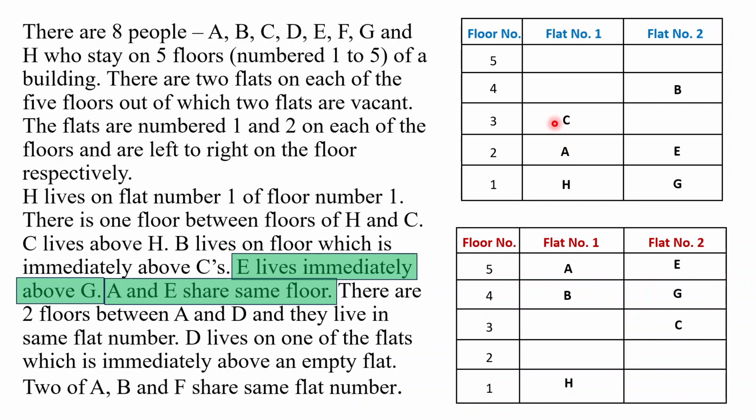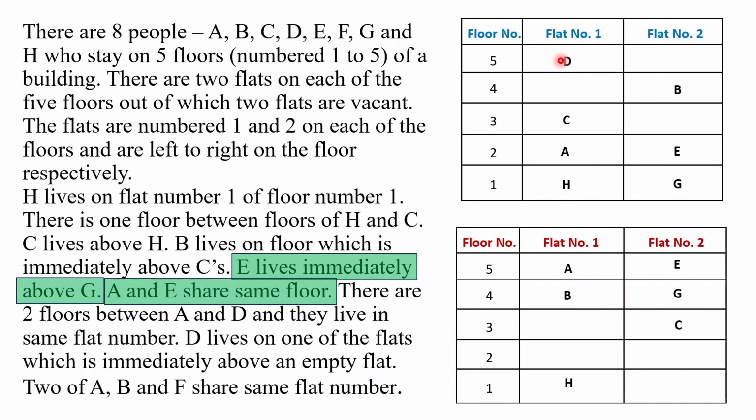So first one floor and two floors, meaning first floor, second floor. So D will be placed here at floor number 5. Now since the flat number of A and D is the same, D will be placed in flat number 1 of floor number 5 in case number 1.